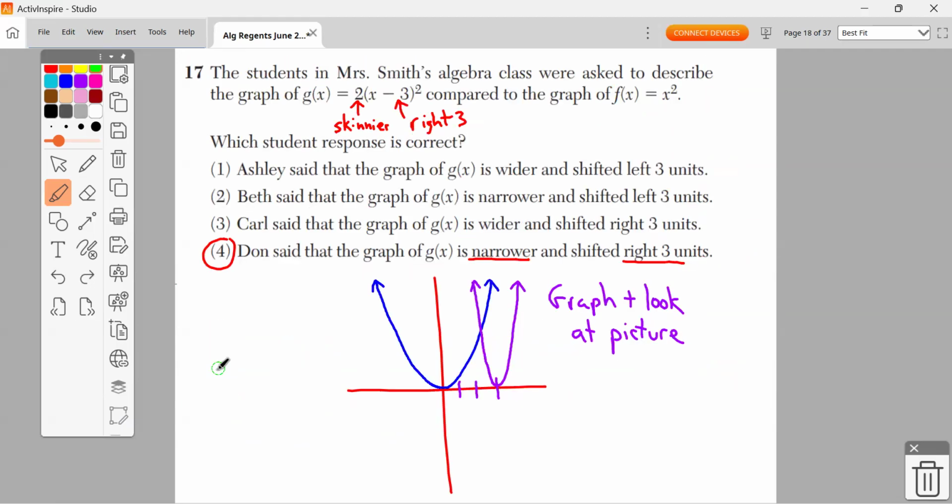Question number 17. The students in Mrs. Smith's algebra class were asked to describe this graph compared to our original one. Here's my original one in the blue. And then I type this into my y equals, and I graphed it. All right. Looking at the picture, I can tell that it is skinnier, or they say narrower. And what happened to my min? My min shifted or translated 3 places to the right. It went from here to here. So it is narrower and shifted 3 to the right, choice 4.